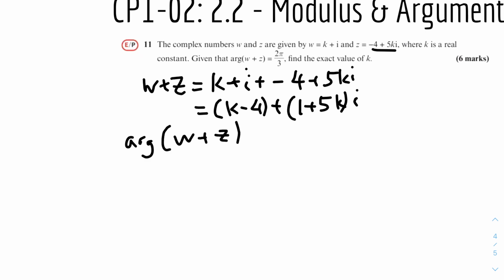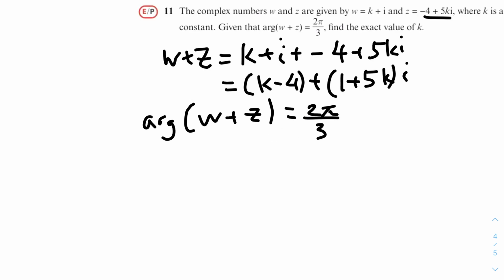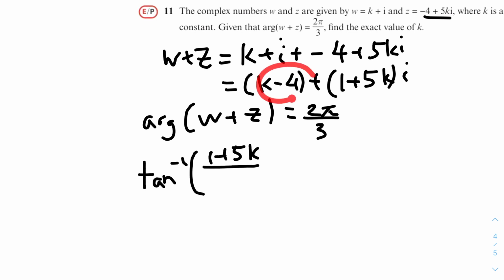So we know that the argument of w plus z is equal to 2 pi over 3, like so. And we know to find the argument, we just do tan inverse of y over x. So the argument for w plus z is tan inverse of the y component, 1 plus 5k, over the x component, which is k minus 4, equals 2 pi over 3.